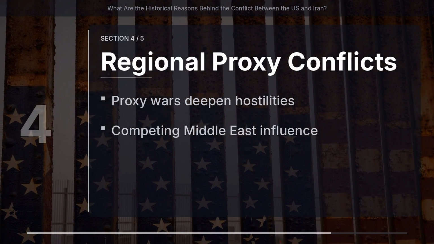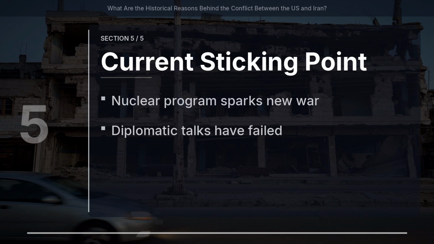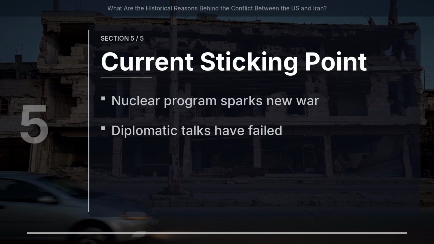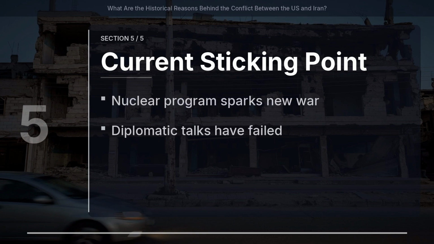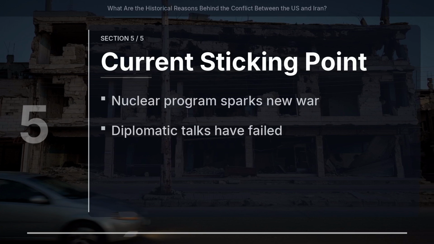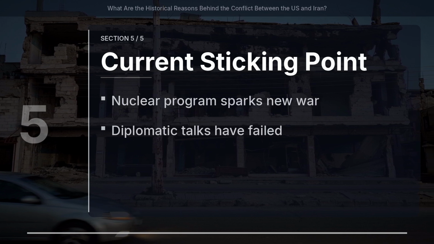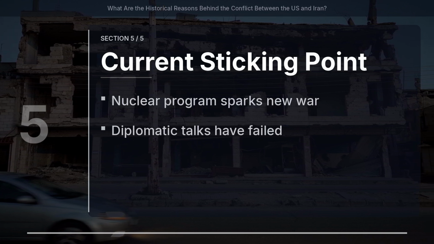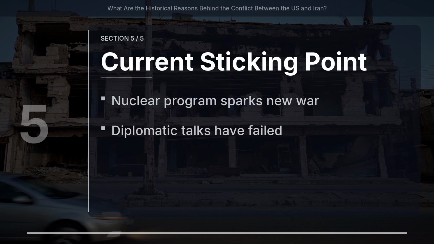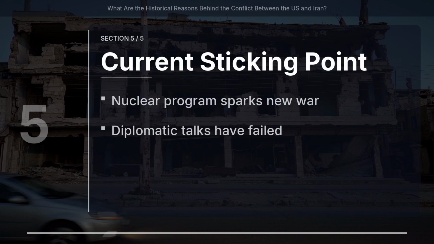Today's renewed conflict hinges on one main sticking point: Iran's nuclear ambitions. The U.S. demands strict limits and inspections, while Iran insists on its right to develop nuclear technology. This deadlock has reignited military confrontations and shattered diplomatic efforts, making the conflict appear endless without compromise.